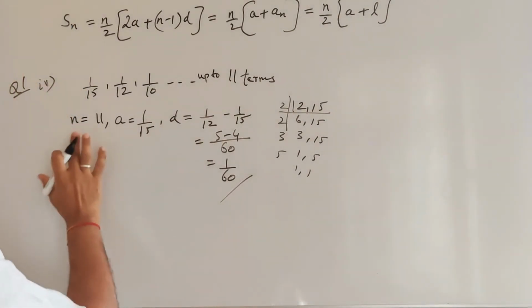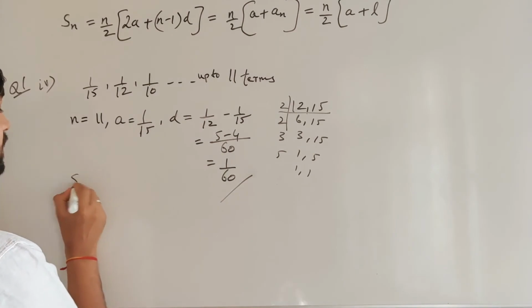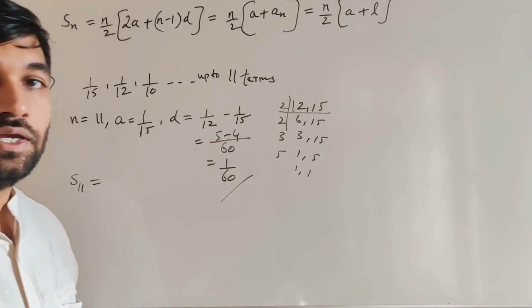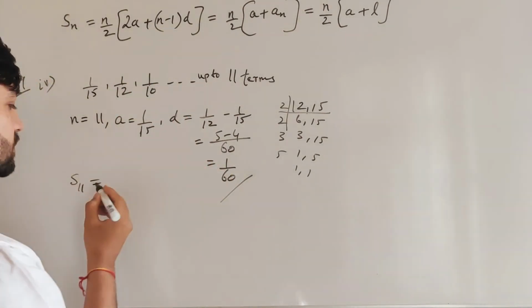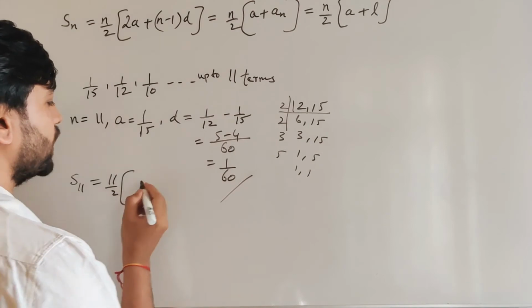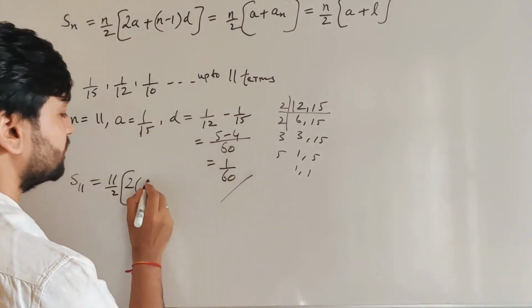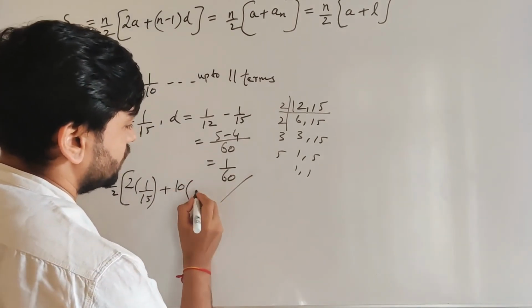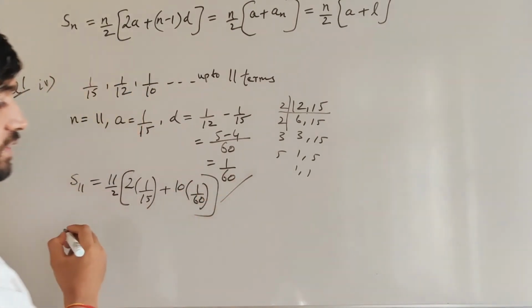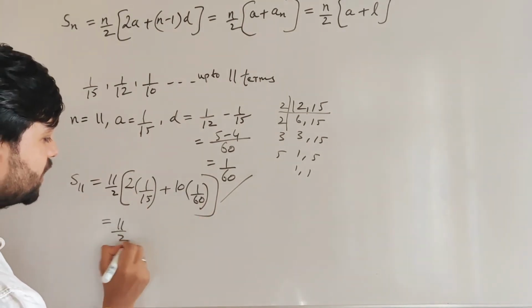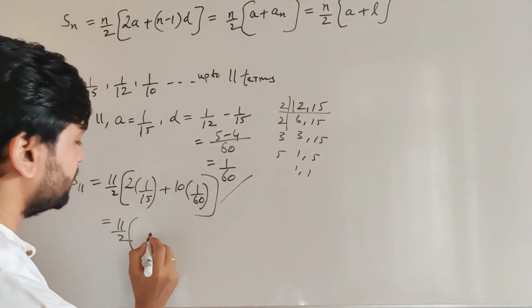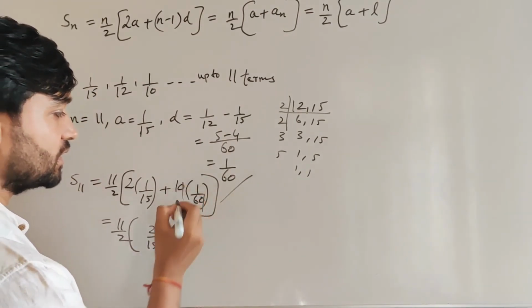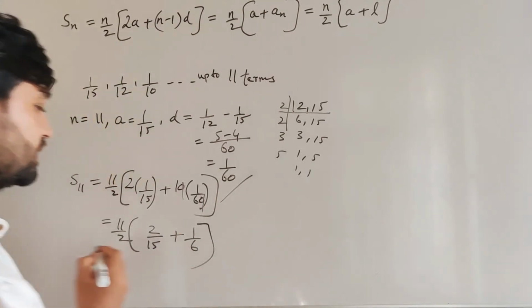So we know a, we know the common difference, we know n. We can now find S11. We substitute the a, d and n values in this formula. So 11 by 2, into 2a, so 2 into 1 by 15, plus n minus 1, so 11 minus 1 is 10, into the common difference 1 by 60. We simplify. So we get 11 by 2, into 2 by 15, plus 10 by 60, where the zeros cancel out, so you are left with just 1 by 6.